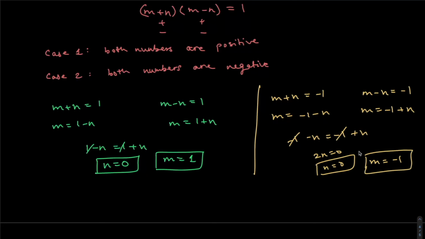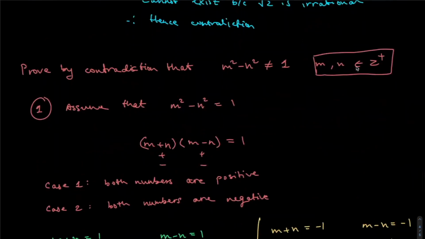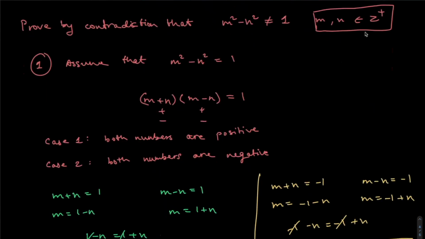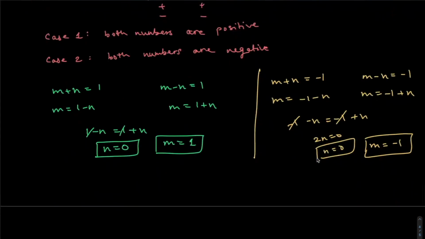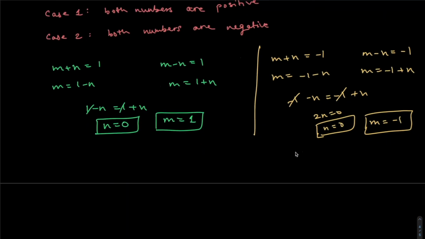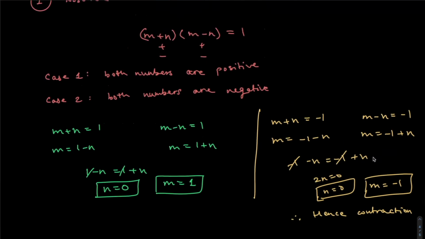And this is our contradiction, right? Because we were told that m and n are positive integers. m can't be a negative number. And this is our contradiction. Hence, contradiction. And the moment we write this, we stop, and that's our answer. This is our entire solution.